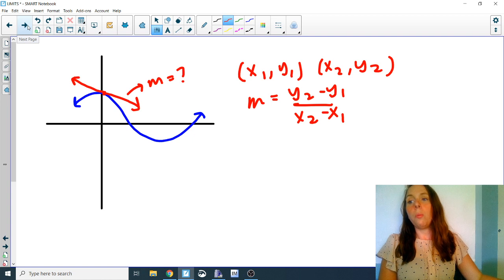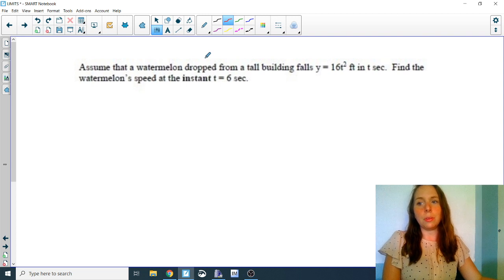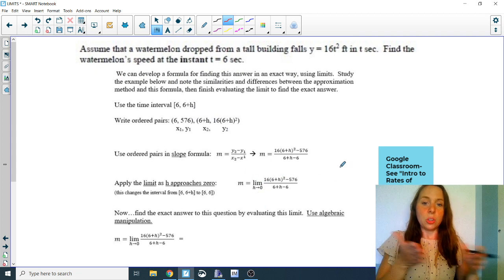Okay? You know, why is that helpful? Well, in physics, a slope is a rate of change. And if you want to find an instantaneous rate, for this example, assume that a watermelon dropped from a tall building falls y equals 16 t squared feet in t seconds. Find the watermelon speed at the instant t equals 6 seconds. Okay, that's a rate at just 1 point, or in other words, a slope at 1 point. And what you're going to be able to do to answer that question is set up a slope between 2 points and then use a limit to turn it into 1 point.